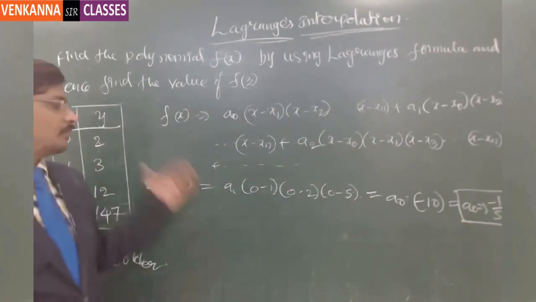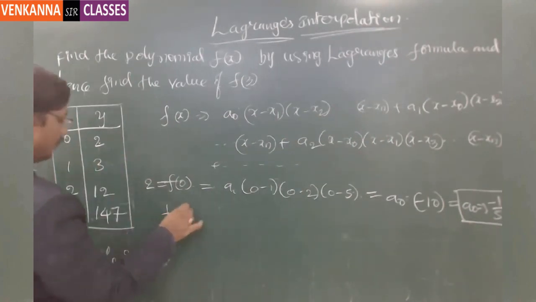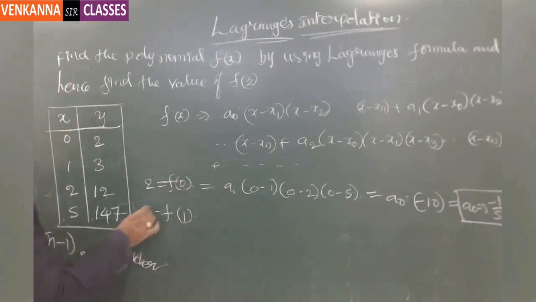On similar lines, if you want to calculate the second value, that is a1, then this is going to be f of 1. So the f of 1 value is 3.